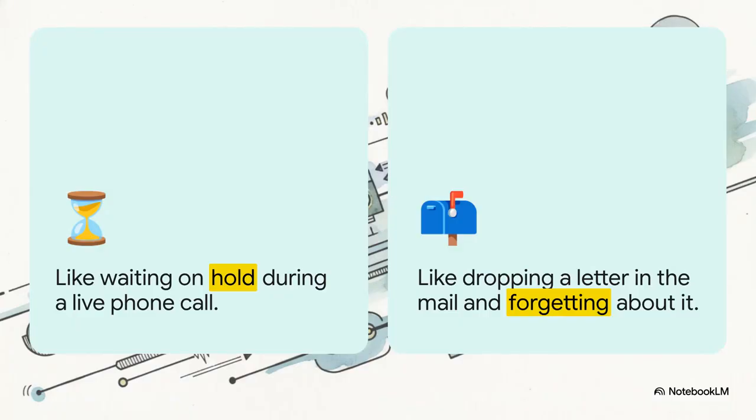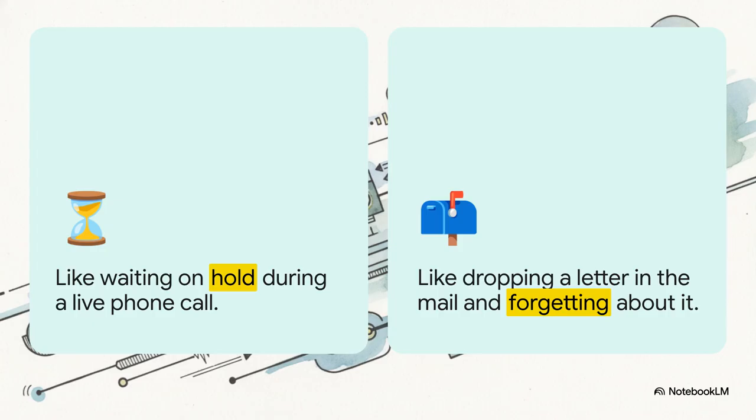A synchronous API request is kind of like being on a live phone call. If the other person puts you on hold, you're stuck waiting. You can't really do anything else. Asynchronous messaging, however, is like dropping a letter in the mail. You write the message, drop it in the mailbox, and you completely forget about it. You can immediately go back to doing other work.